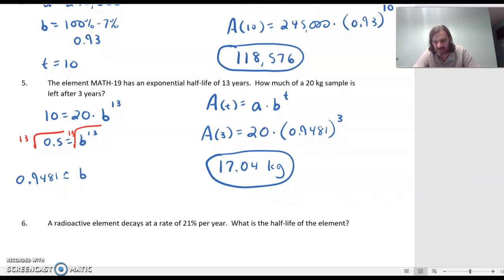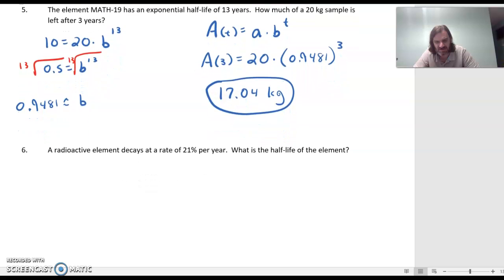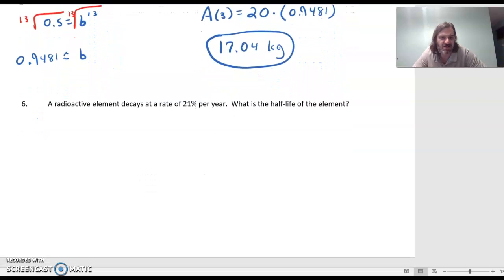Okay, so let's see here. I think this is our last problem, maybe. Number 6. A radioactive element decays at a rate of 21% per year. What is the half-life of the element? Okay, so let's try and set something up here.